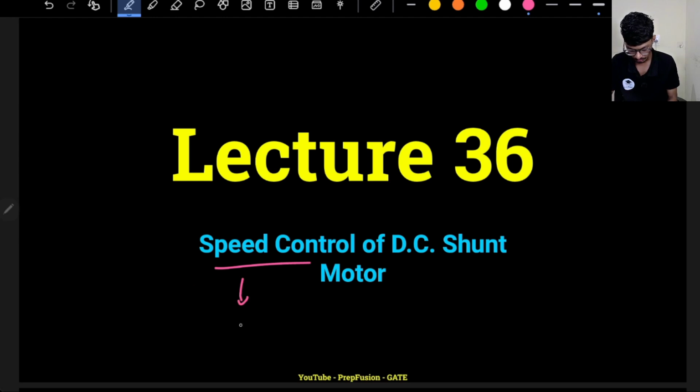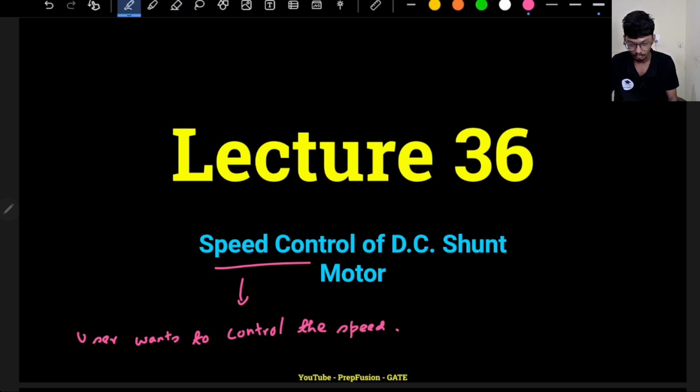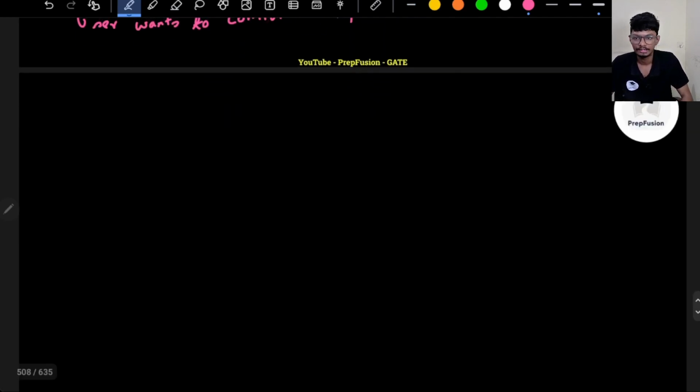So the user wants to control the speed. Okay, so how can I control the speed? Again, coming back to the same equation, how can I control the speed?